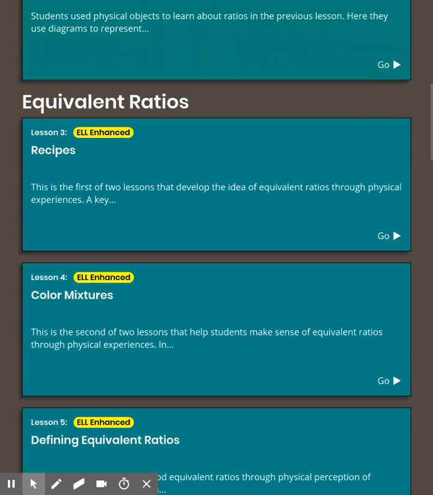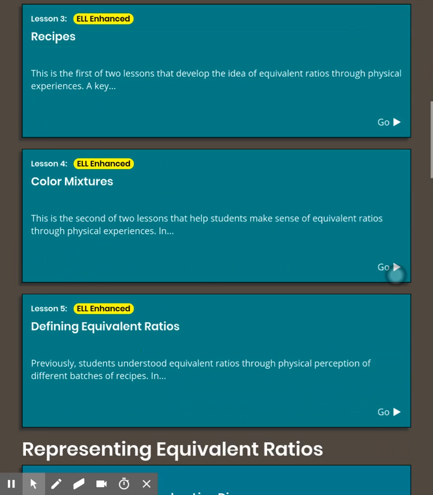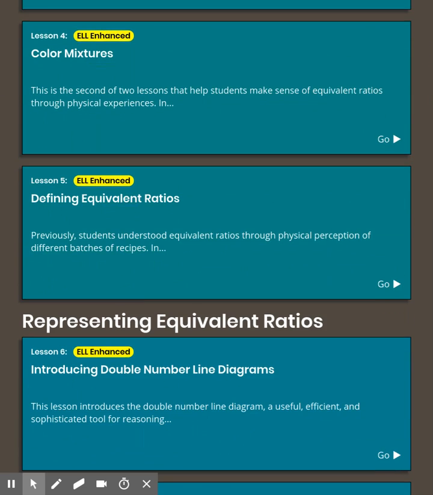Once we move to equivalent ratios and kind of build that up, in the pacing guide, 3 and 4 is an either or, but if you have time to do both, I think it would really help that equivalent ratio idea. And then in lesson 5, they're going to be explicitly defining equivalent ratios, which builds to scale factor in unit 7 or in 7th grade, and then to dilating figures in 8th grade.